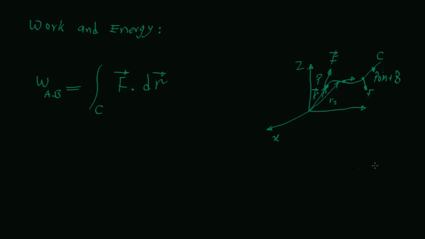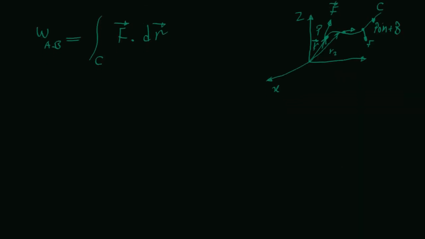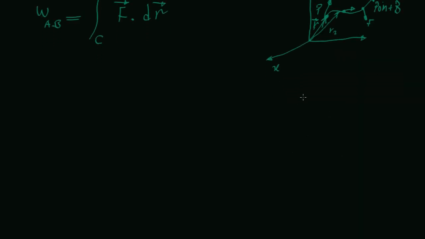So let's see what is the work done by the force of gravity on a particle that is moving from point A to B. This is X, Y, Z. This is an example. We have a particle from point A that is moving to point B along this path C. And this is the direction of the gravity, g. We want to calculate the work done by the force of gravity on this particle as it moves from A to B.